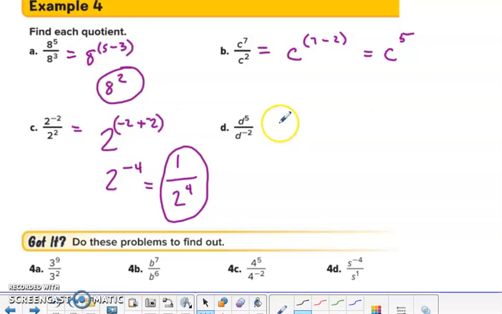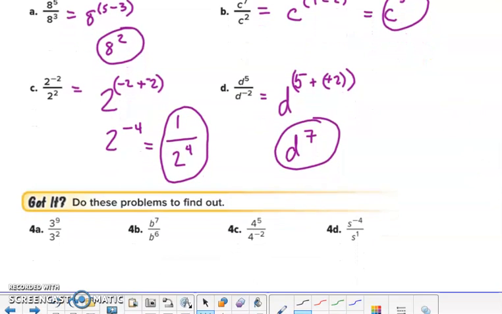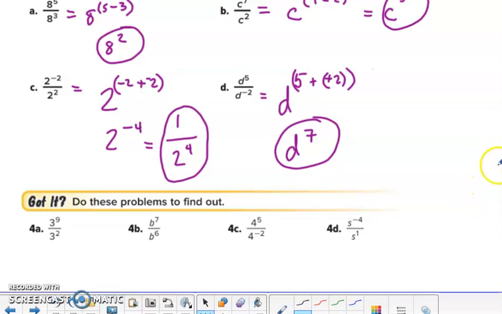Last but not least, we've got d, the same exact base, right? And then it's going to be 5 minus a negative 2. Remember, you add the opposite. So it's really d to the 7th power. That's good. What I want you to do is try all 4 of these on the bottom, then pause it and see what your results are.